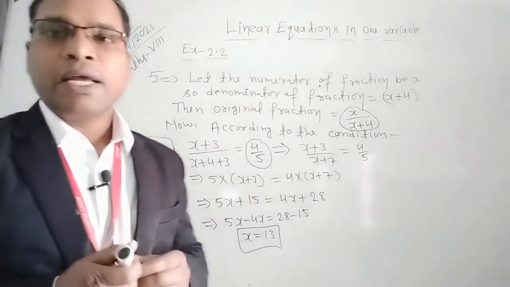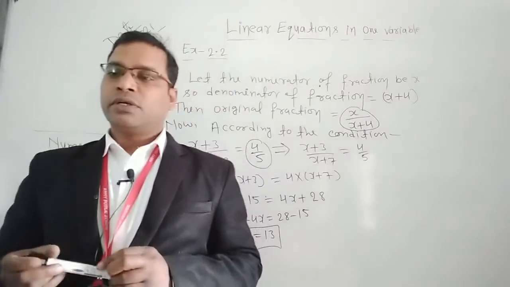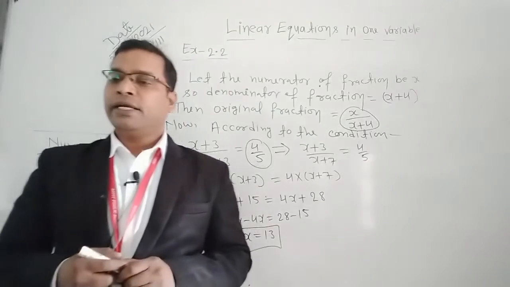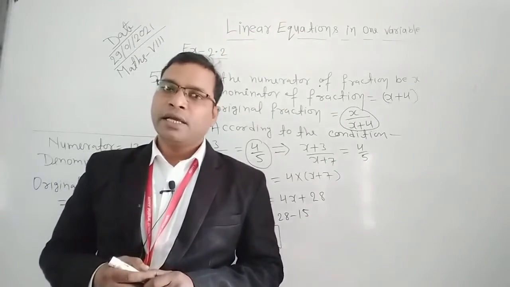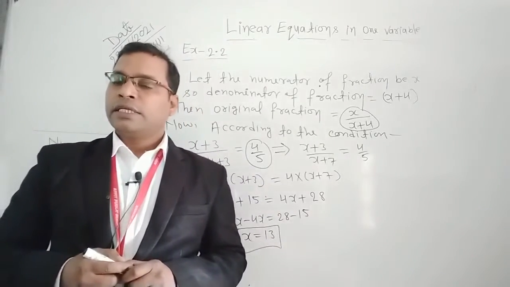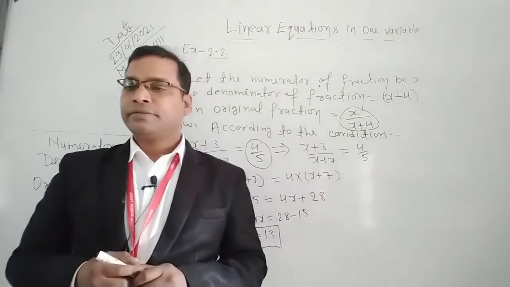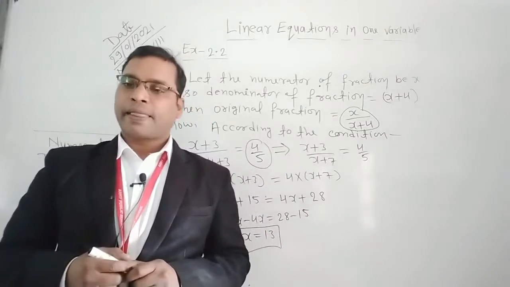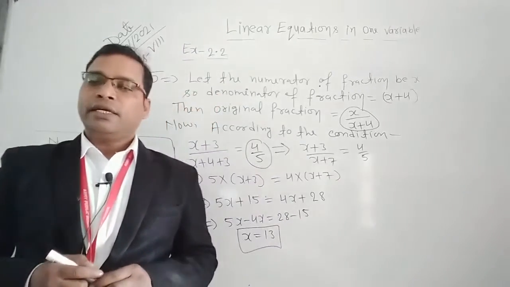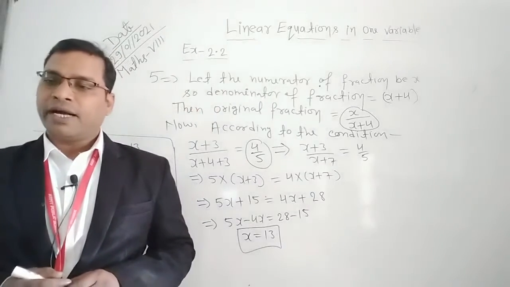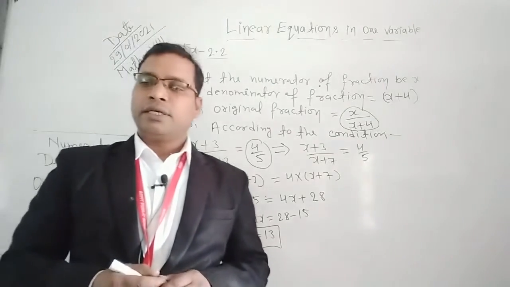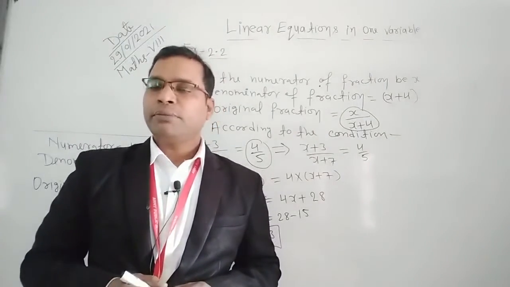Now we are going to discuss the next question. What is the next question? Question number 6. What number should be added to each of the numbers 3, 5, 13 and 19 so that the resulting numbers may be in proportion? I repeat this question again. Listen very carefully. What number should be added to each of the numbers 3, 5, 13 and 19 so that the resulting numbers may be in proportion?